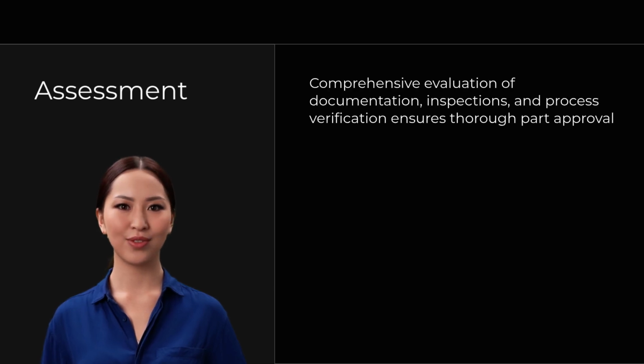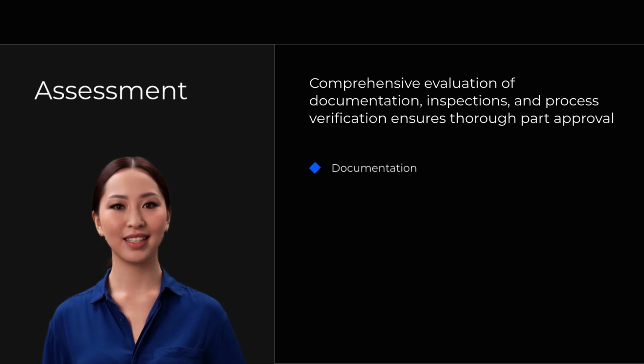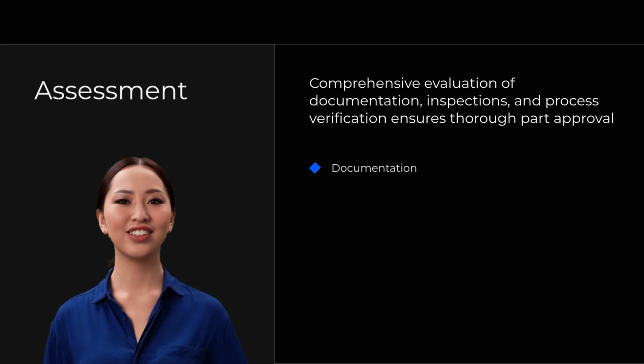The assessment covers documentation review, including engineering drawings and material certifications. Dimensional inspections verify tolerances and functional performance. Process verification ensures quality gates and control plans are followed. Production analysis involves trial runs and defect tracking. This comprehensive scope ensures all aspects of part approval are thoroughly evaluated.